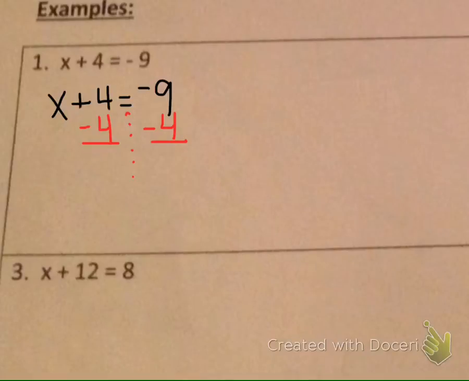Well, what is a positive 4 and a negative 4? Plus 4 minus 4 would be 0. So I wouldn't write x plus 0. I call that it cancels out. It's no longer there. From there, I just bring down my x, because that's all that's left on my left-hand side. And then on the right-hand side, I'm going to do negative 9 minus 4.